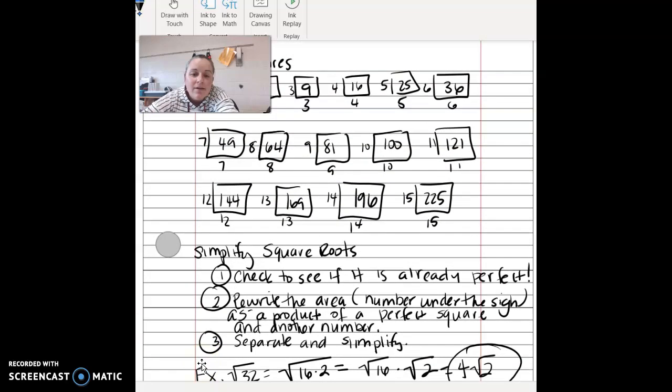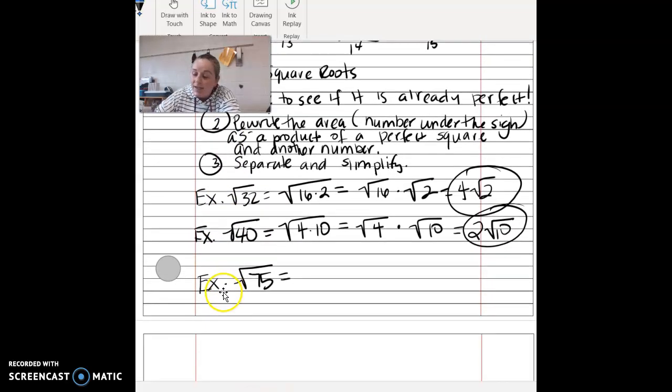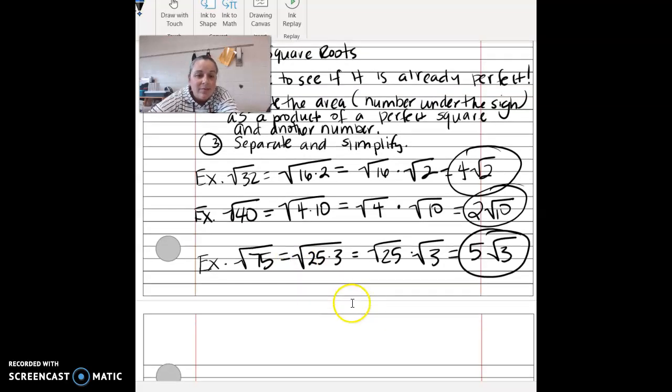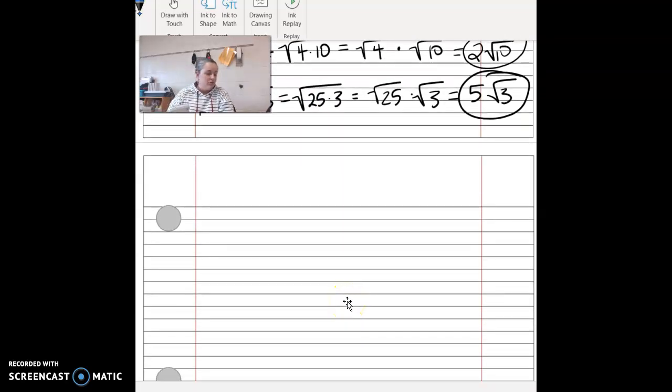75 divided by 49? No. 75 divided by 36? Let's check it. Nope, not nice. 75 divided by 25. Yes, that is a nice number. 25 times 3 is the same thing as 75. Separate them. The square root of 25 is 5. And the square root of 3 is not nice, so we'll keep it. Okay, these are some simpler ones. Well, let's look at a trickier one.